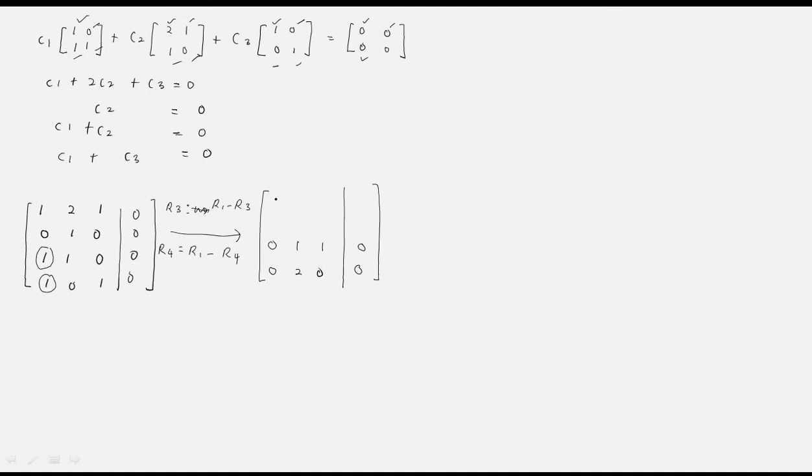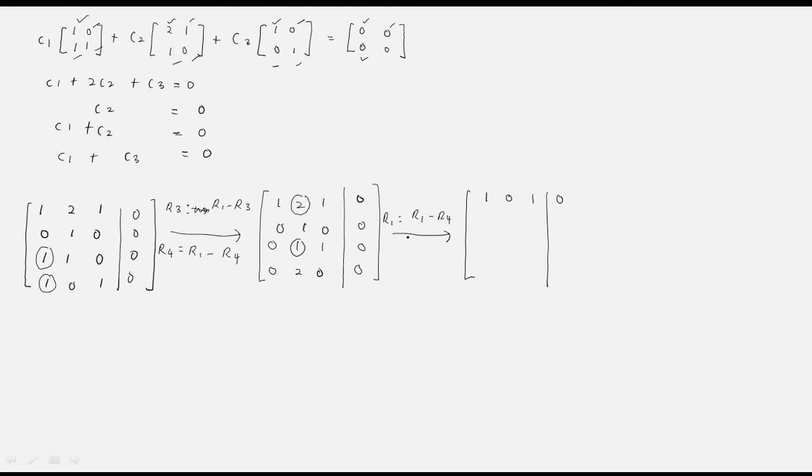Let's just copy the entries for row 1 and row 2. Okay, let's continue. Next, I want to change this entry, so we will change row 1 by using the fourth row. So row 1 minus row 4. 1 minus 0 is still 1. 2 minus 2 is 0. 1 minus 0 is still 1. And 0 minus 0 is 0.